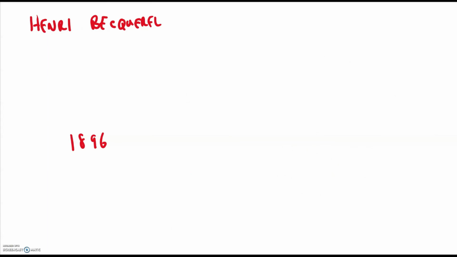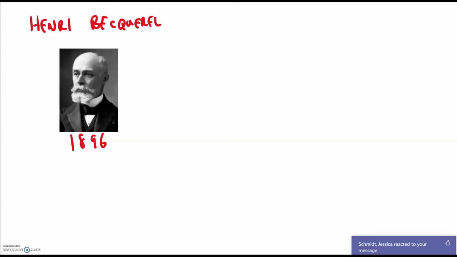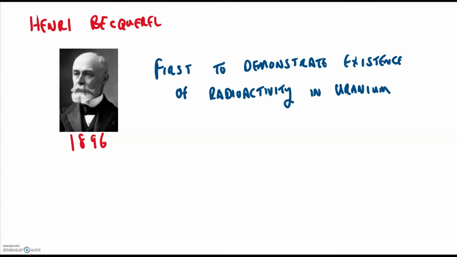So we got this guy, Henri Becquerel, in 1896, and he looked like this. Got a rockin' beard and stash combo, and he was first to demonstrate the existence of radioactivity in uranium. And obviously we know that Madame Curie went on to make great inroads and progress on the study of radioactivity.